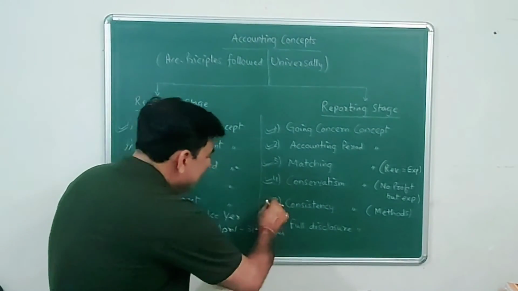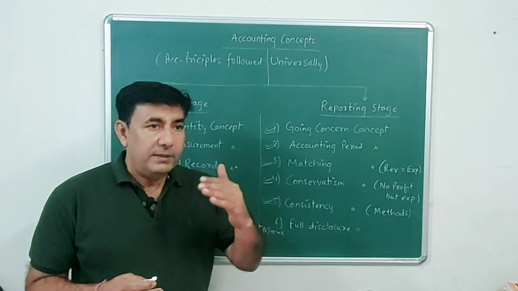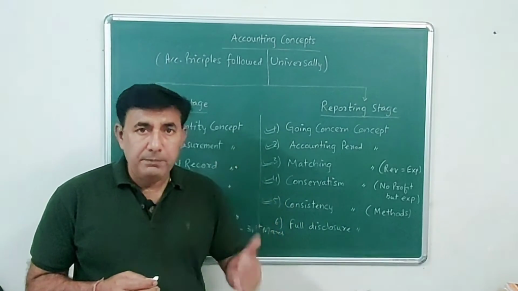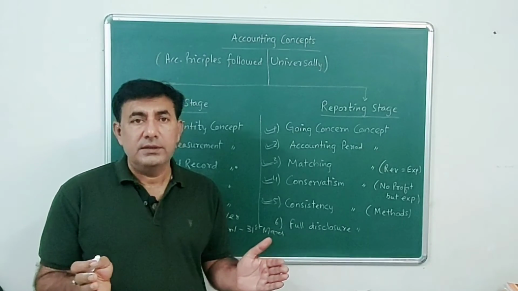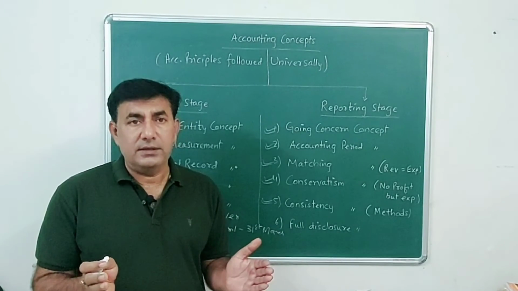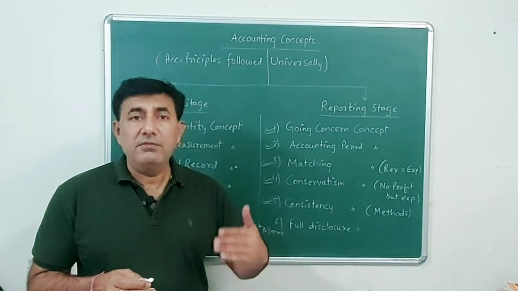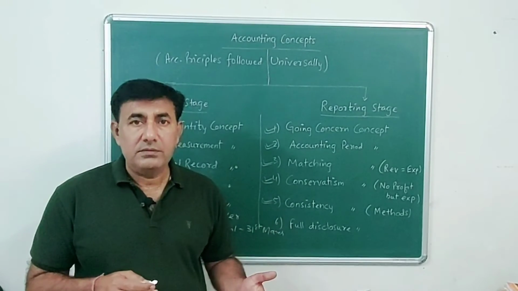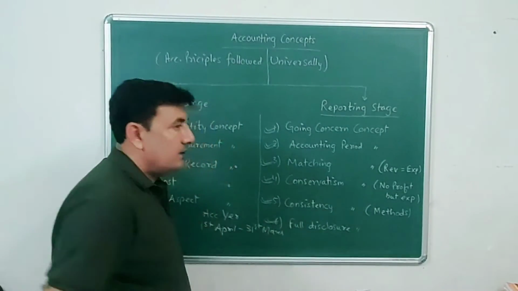The next one is the consistency concept. Consistency, as the name implies, means the methods of accounting employed by the company should not change. They should remain constant. They should be consistent. The methods of accounting should not change every now and then or every month. So that is very important. And lastly, full disclosure.